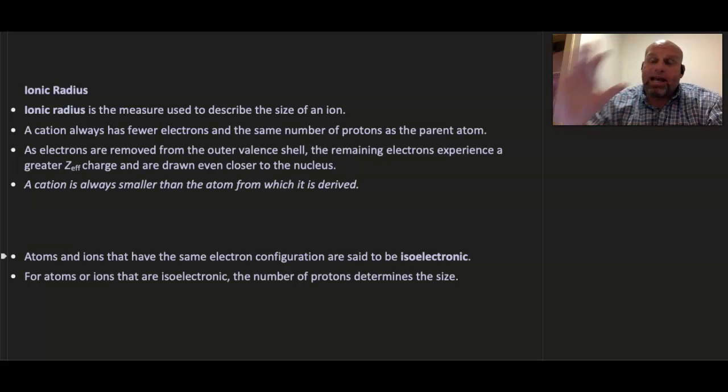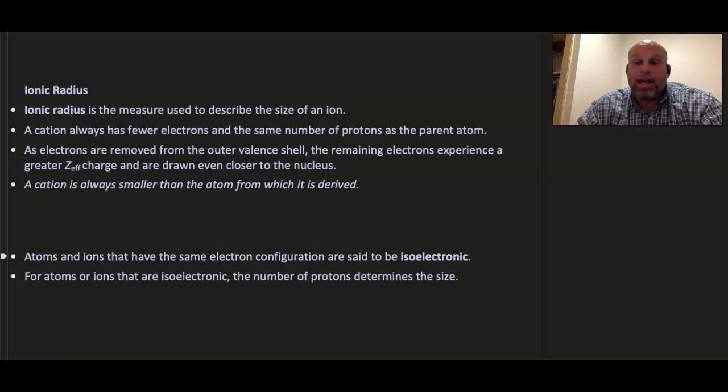I can think about the exact opposite effect when discussing an anion. So an anion is going to have more electrons than protons. So those valence electrons would outnumber the core electrons more, and there would be less of an effect of Zeff, which means that the anion would be larger than the atom from which it was derived.